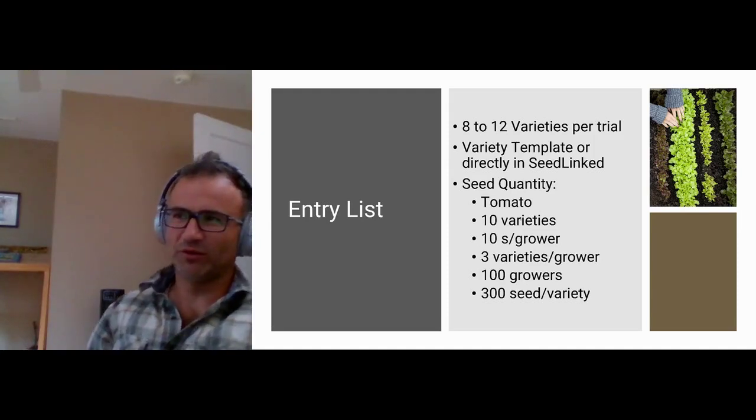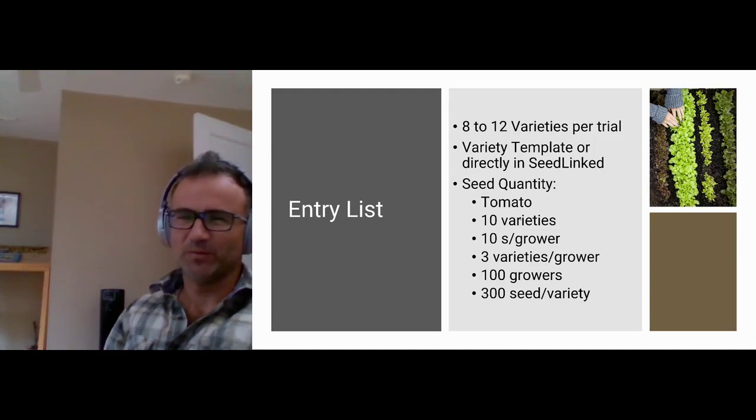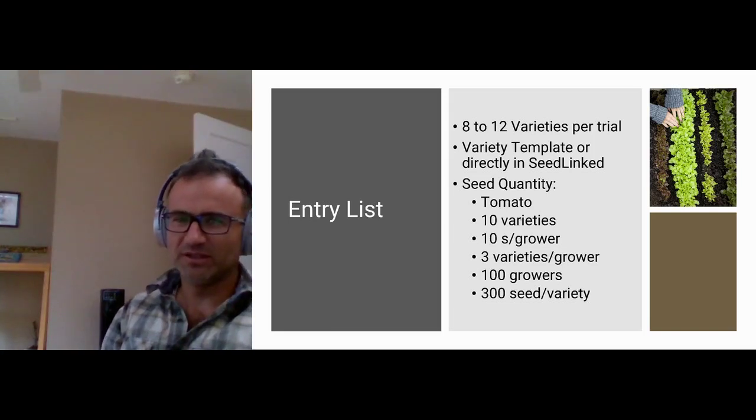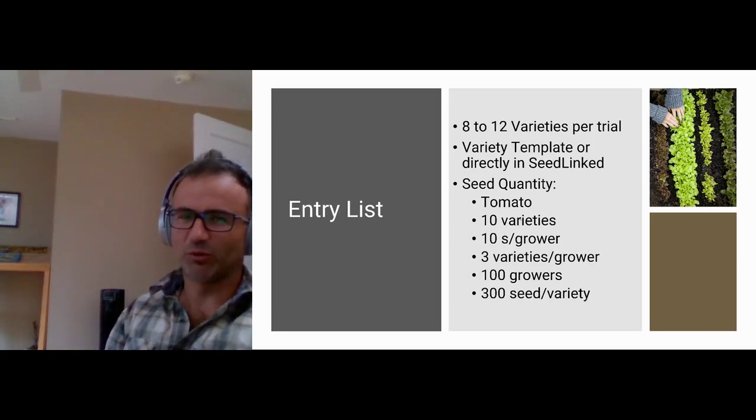So the next step is to figure out the entry list. How many varieties do you have? You need to import your varieties. I will show you how to do it in SeedLinked, or we have a template if you have a lot of varieties. You have to figure out the seed quantity. Do you have enough seed for the number of growers you targeted?